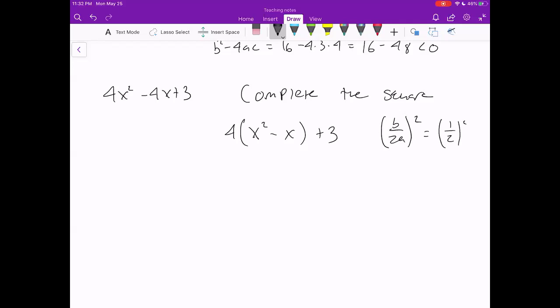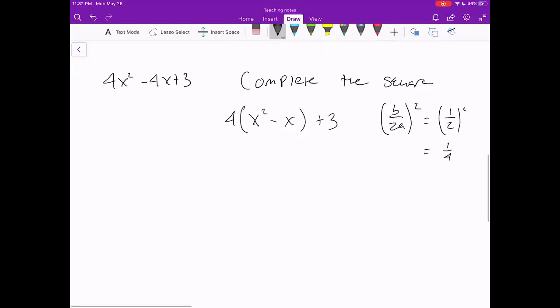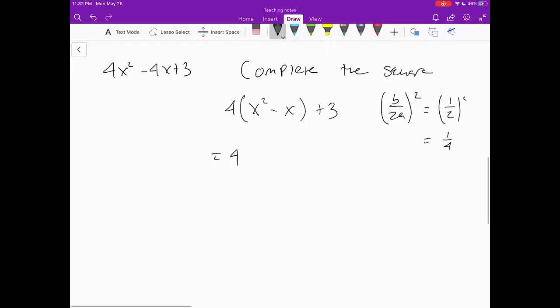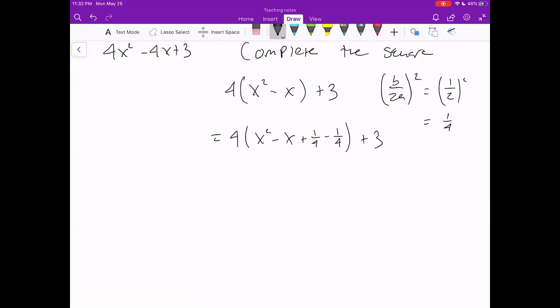Well, b is negative 1. I'm squaring it so it doesn't matter. So this is 1/4. So what I'm going to do is 4 times x squared minus x plus 1/4 minus 1/4, and then I have a plus 3 out here. You could have factored the 4 out of the 3 also. You don't have to do it because you're going to end up distributing it back in anyway.